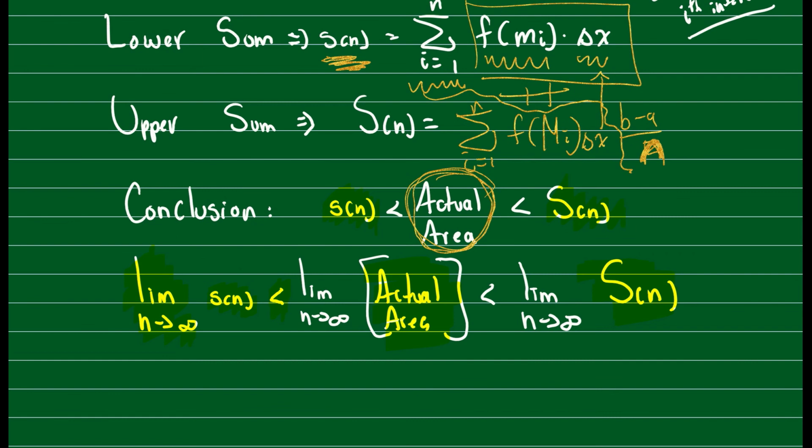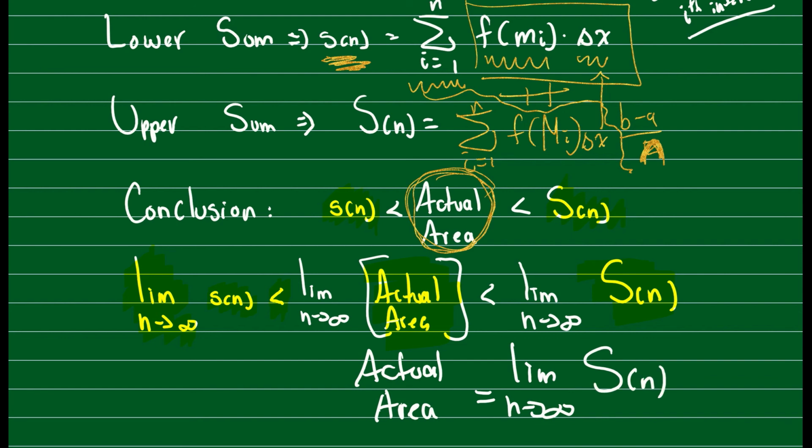Well, the area is already established. That is a number. The limit of a number is a number itself, so the actual area is equal to the limit as n goes to infinity of the upper sum, or the limit as n goes to infinity of the lower sum. Because remember, n is increasing to infinity, so we are either getting really close from the upper side or really close from the lower side, but eventually as n goes to infinity, we actually get to the area exactly.